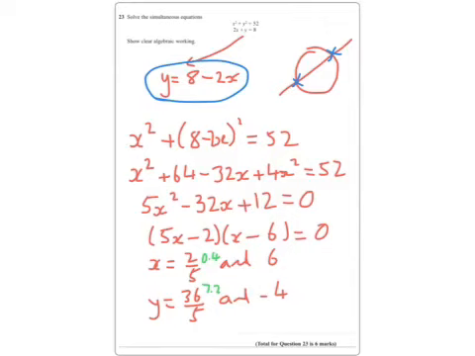So when you see this, you're going to get two answers for x and two answers for y. That's because the line crosses the circle at 2 points, or the curve, or whatever it may be. So just be a little bit careful with that. The best way to do this is to substitute one into the other. It's far easier to substitute y equals 8 minus 2x into the circle's equation than it is to do it the other way round.